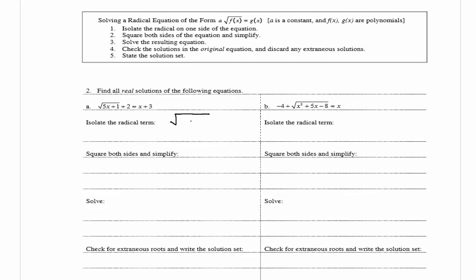So the first thing it wants us to do is isolate the radical term. So we have the square root of 5x plus 1 is equal to, and then we're going to subtract 2 from both sides. So we have x plus 1. And now it wants us to square both sides. So we have the square root of 5x plus 1 squared is equal to x plus 1 squared. And this was one of our perfect square trinomials. So a plus b squared is equal to a squared, so x squared, plus 2ab, 2 times x, plus b squared, which is 1. And on the left side of the equal sign, we have the square root of 5x plus 1 squared, which leaves us with 5x plus 1.